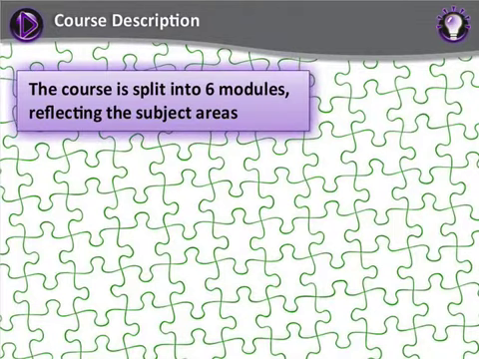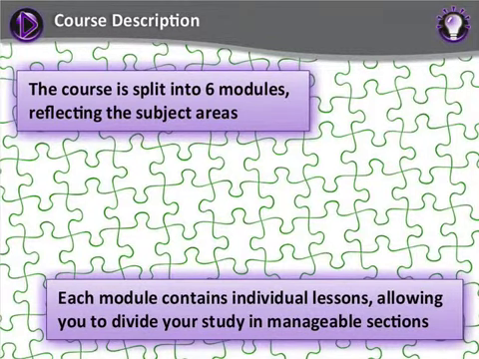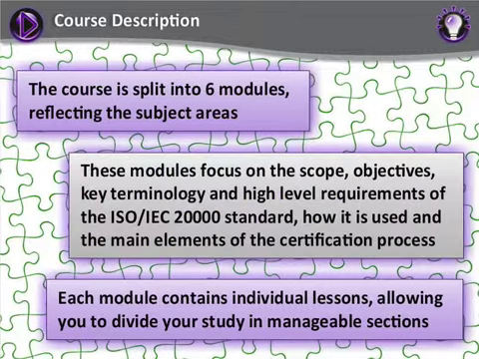This course is split into 6 modules, which reflect the main subject areas. These modules are split into individual lessons to make it easier to build your knowledge. The aim of this qualification is to provide candidates with an understanding of the scope, objectives, key terminology, and high-level requirements of the standard, how it is used in a typical IT service provider organization, together with the main elements of the certification process.